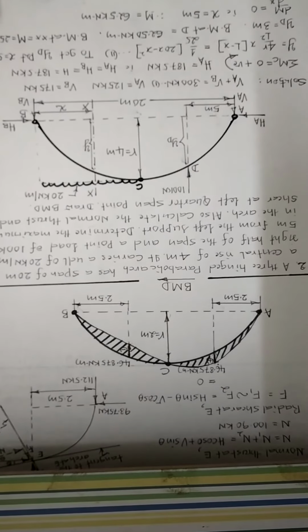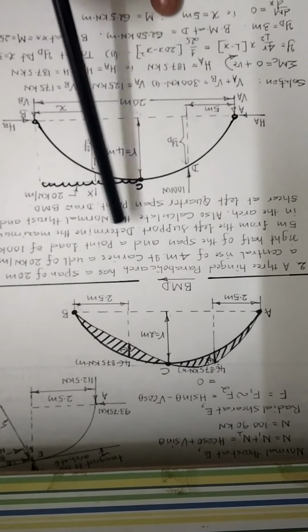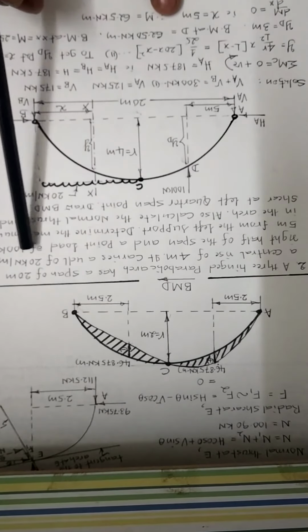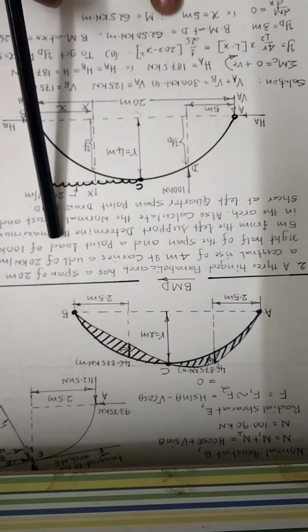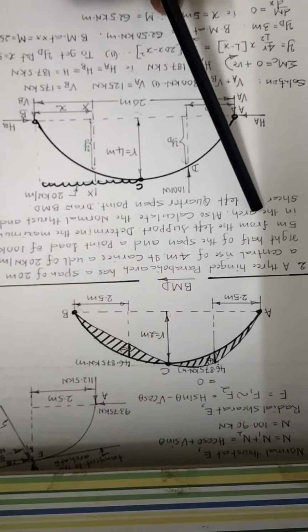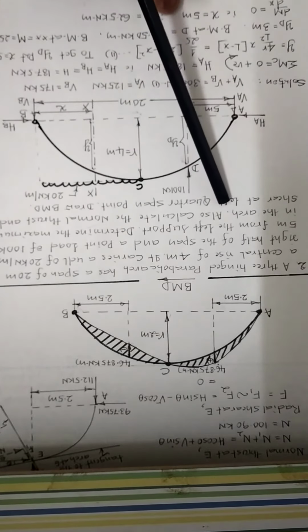Problem 2. A 3-hinged parabolic arch has a span of 20 meter and a central rise of 4 meter. It carries a UDL of 20 kilonewton per meter over the right half of the span and a point load of 100 kilonewton at 5 meter from the left support. Determine the maximum bending moment in the arch.